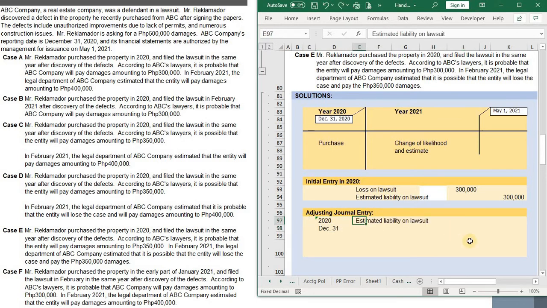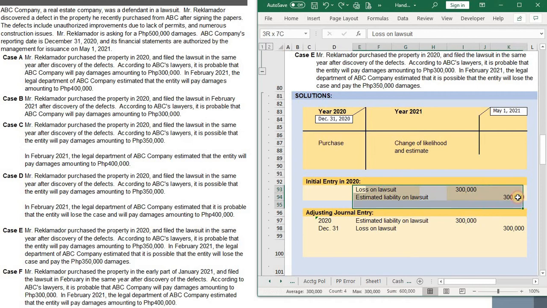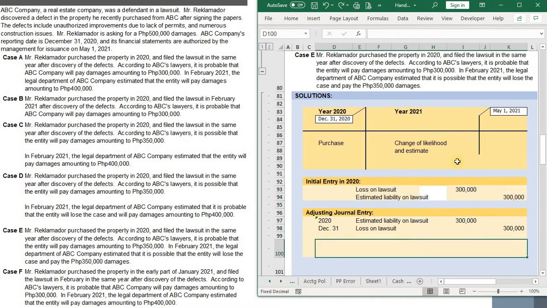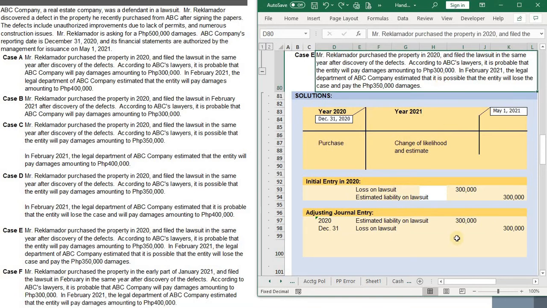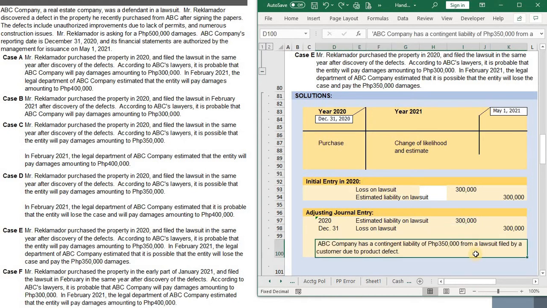That will be a debit to estimated liability on lawsuit and a credit to loss on lawsuit for 300,000 pesos. This entry will reverse the initial entry made in 2020 based on the initial estimate. Since the liability is now a contingent liability, instead of a journal entry, what we need is a disclosure for the contingent liability amounting to 350,000 pesos. So this is the answer for case E.